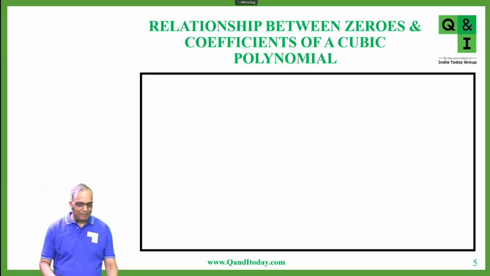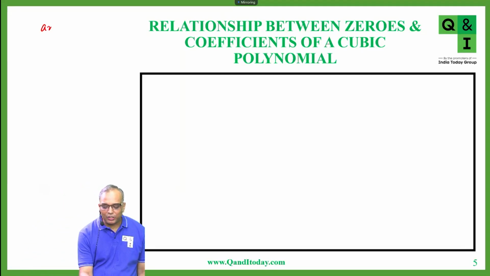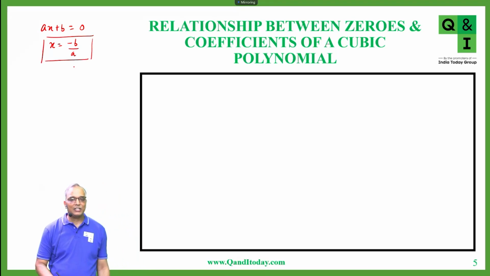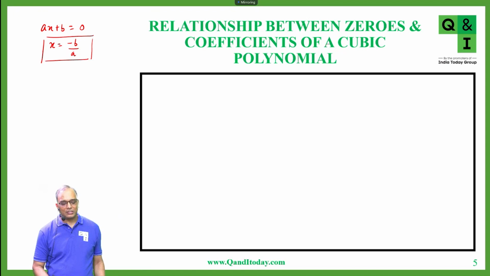So for example, if we have a linear polynomial ax plus b equal to 0, then we know that the zero of the polynomial, or the solution, is x is equal to minus b by a. So this is the negative of the constant term divided by the coefficient of x.